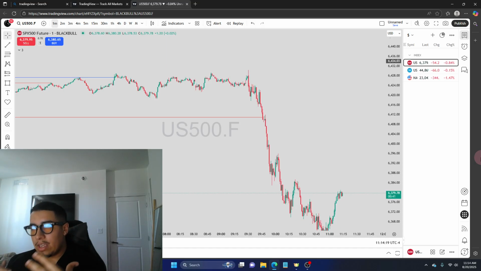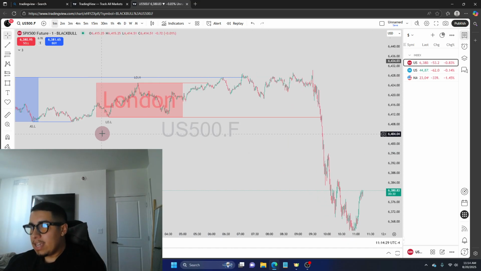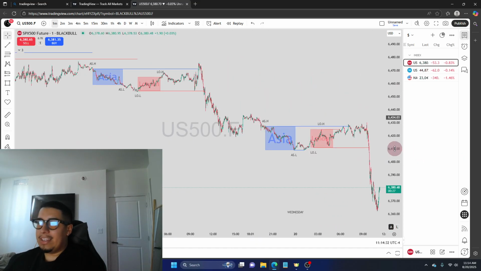So obviously, US 30 had that big sweep. US 500 kind of lagged behind, but it still gave you a little bit of an SMT, showing you that price is weaker and it wants to continue dropping. So, yeah, again, an easy model to follow.